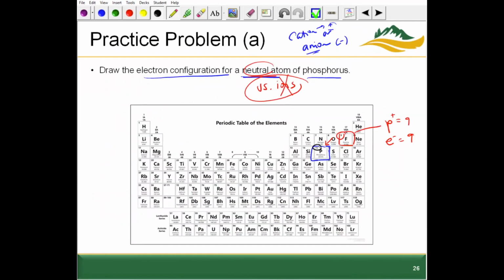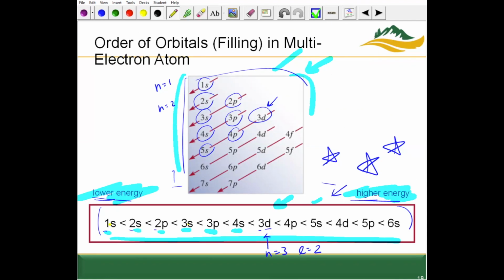Let's try phosphorus. So that has an atomic number of 15. That must mean it has 15 protons, then also 15 electrons. With 15 electrons, how many different orbitals are we going to need? 15 divided by 2, so 7.5. We're going to need 8 different orbitals to fill in. Let's look at what we need.